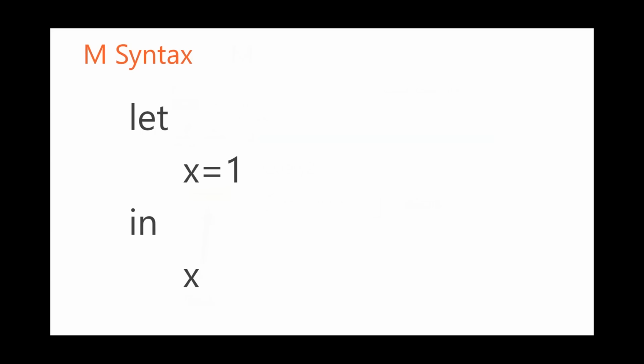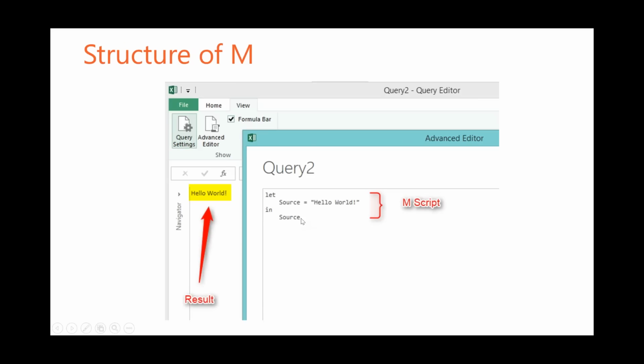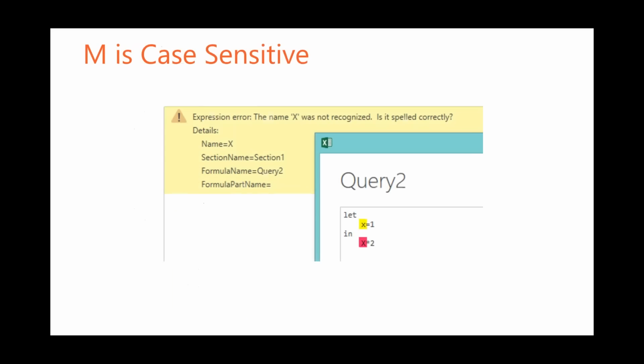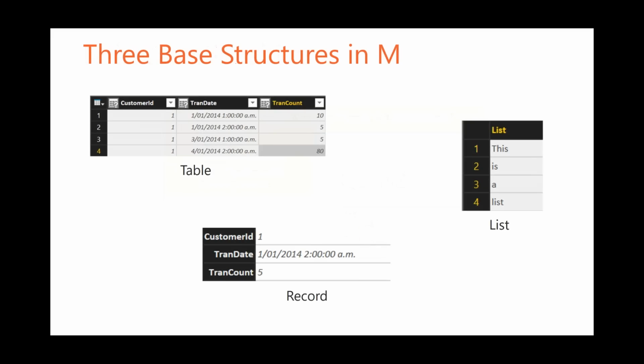So in a script like this, let source is equal to hello world, that means I'll have a variable called source, and that's equal to hello world. And when I say in source, that means I want to show that as a result set here. And the result is showing hello world. So very simple, and it's case sensitive, so it's quite important that you remember that lowercase x is different from uppercase x. That might be annoying at some stages.